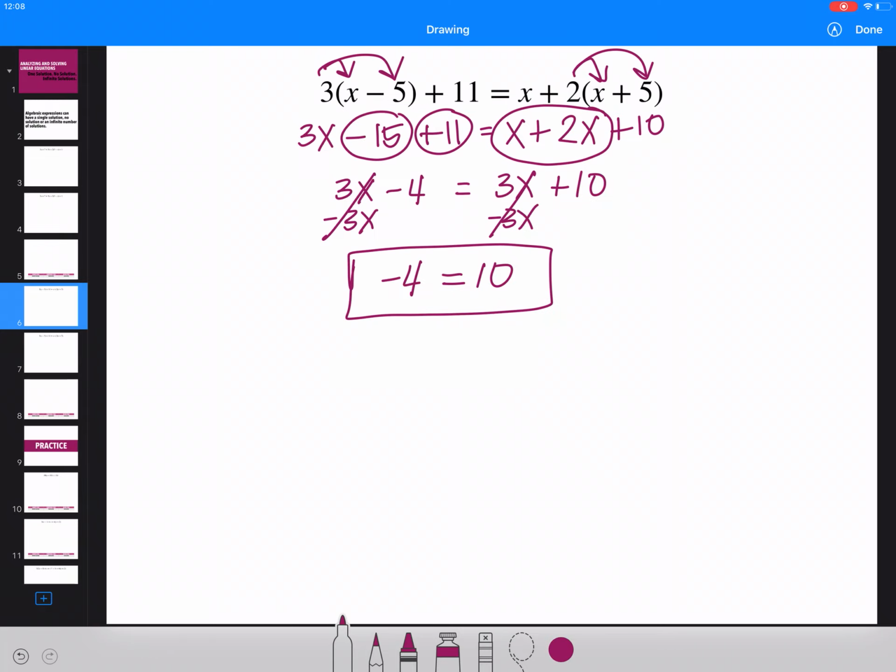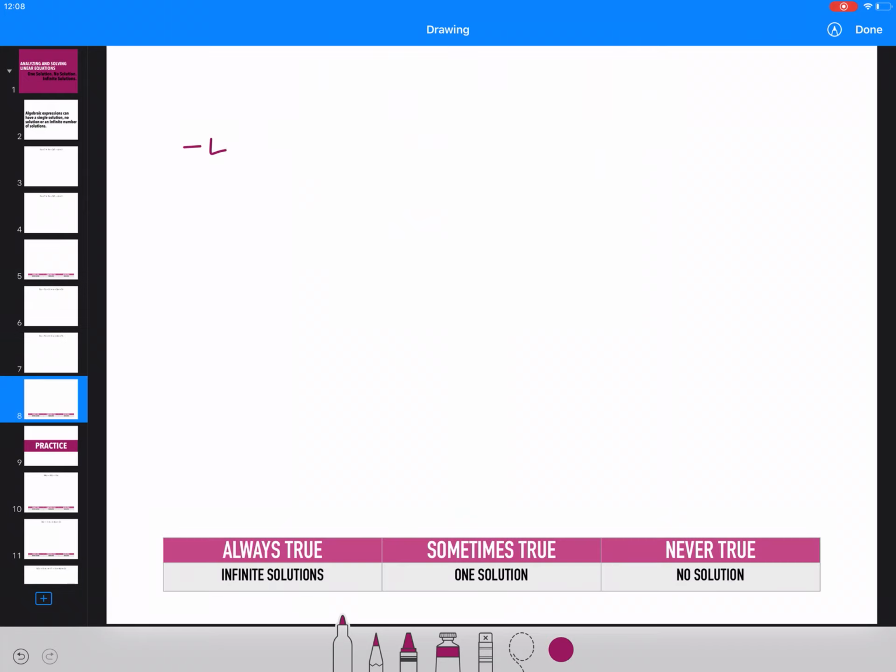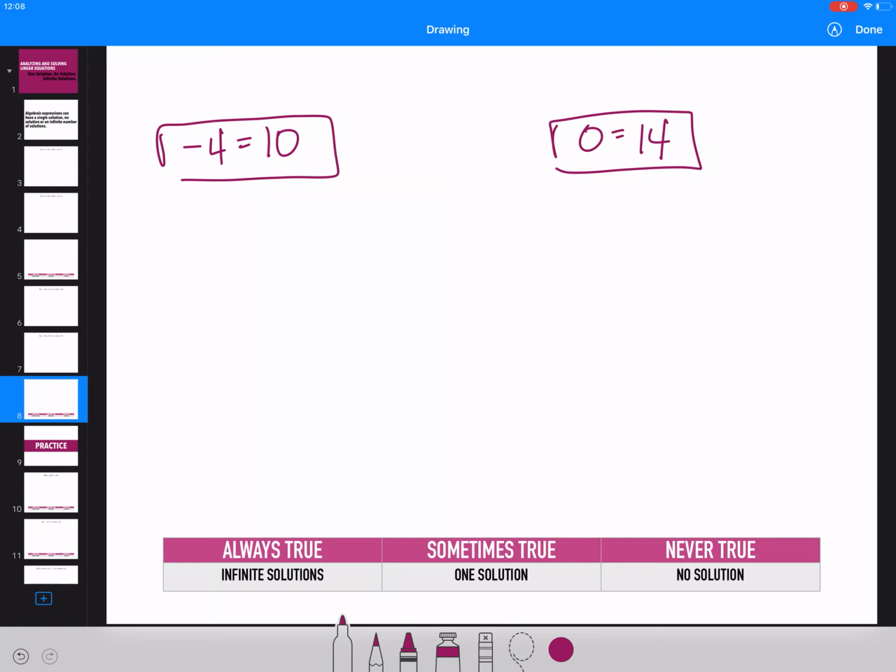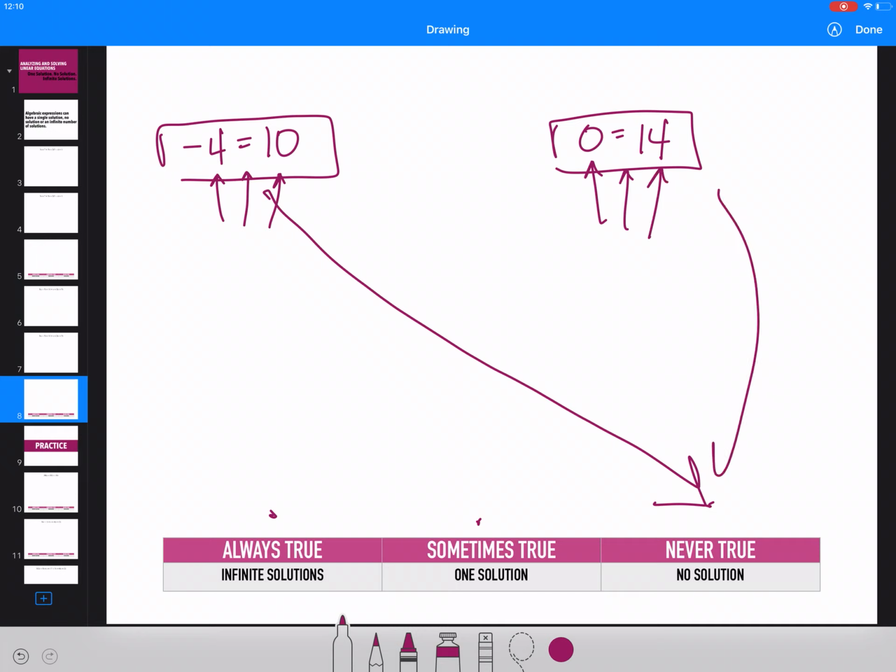So I'm going to bring this one back. Negative 4 equals 10. And the other one was 0 equals 14. So these are my final equations solving the same equation. And I need to check, are these equations always true, sometimes true, or never true? So negative 4 is the same as 10. Is that always, sometimes, or never true? That is never true. 0 is the same as 14. That is never true. So in this equation, there is no solution.